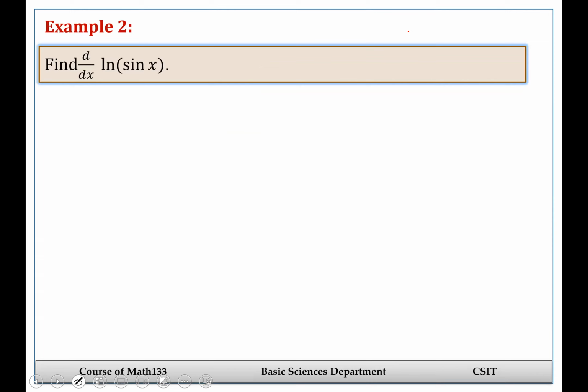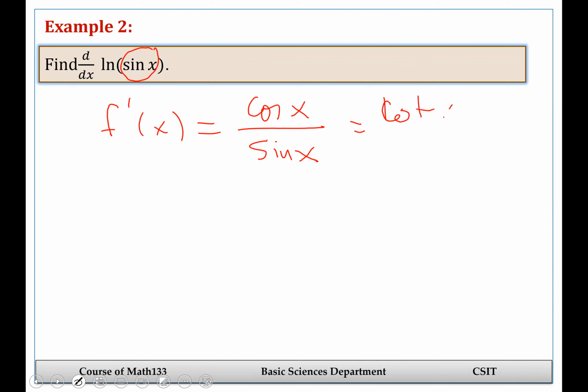Here is another example. f prime of x is equal to the derivative of ln sine x. So the u is the sine, okay? So it is over sine x, and the derivative of sine is cosine. So somehow it's cotan x.